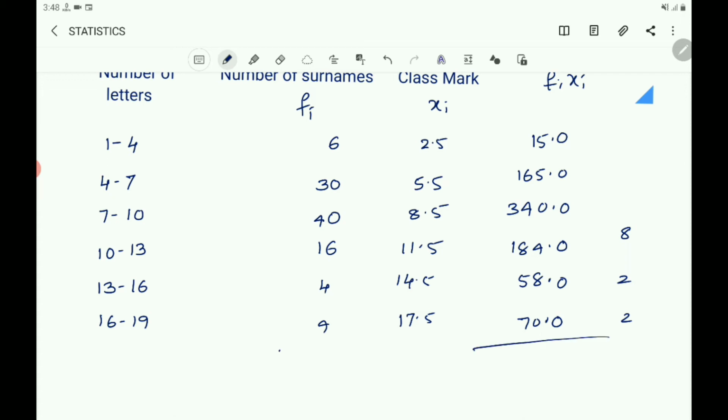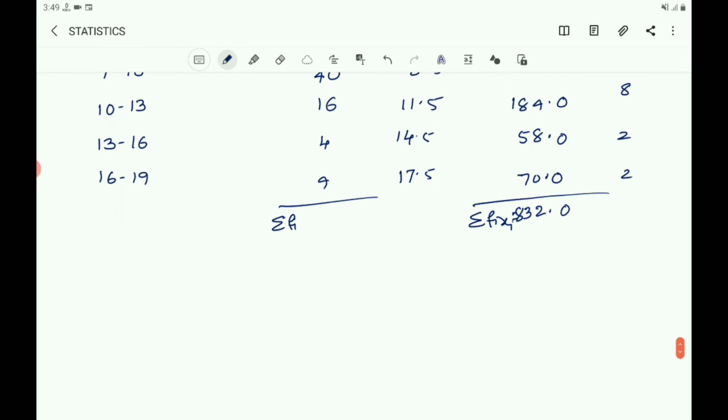Now find the summation of fi and the summation of fi xi. Summation of fi xi: you write 5 plus 5 is 10, 10 plus 4 is 14, 14 plus 8 is 22, 9 plus 5 is 14, 14 plus 8 is 22, 22 plus 4 is 26, 26 plus 6 is 32, 32 plus 1 is 33. Then 4 plus 3 is 7 plus 1 is 8. You will get 832 here.